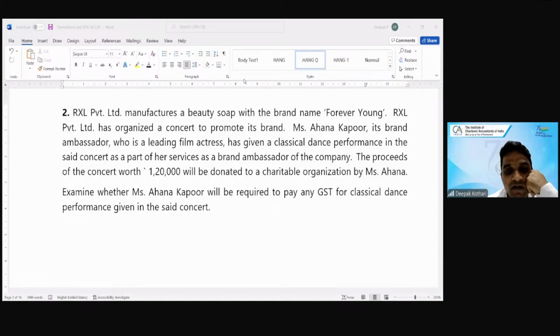Manivanan has given a different answer, where he says that, sir, if there is any classical dance performance, since there is a classical dance performance, then it is taxable if the value is more than 1,50,000, sir. Here she is charged less than 1,50,000, so this is exempted.